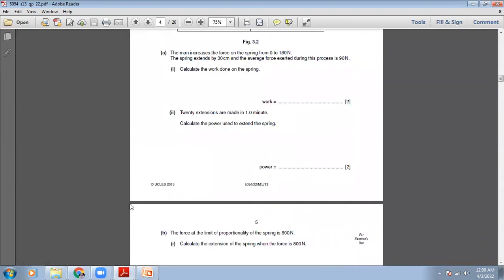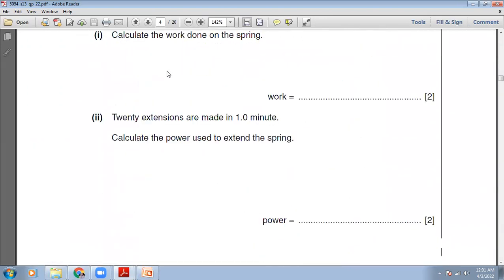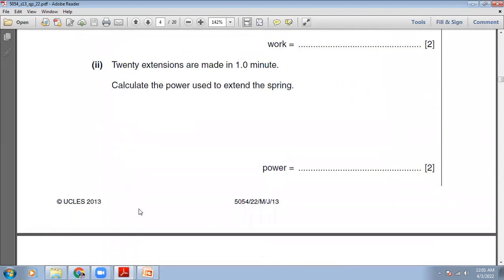Okay, then they say 20 extensions are made in 1 minute. Calculate the power used to extend the spring. So we have made 20 extensions. In one extension, the work done is 27 joules. So they made 20 extensions, so it will be 27 joules multiplied 20. So that is the work done, and this is done in 1 minute. So if this is done in 1 minute, you can find the power.